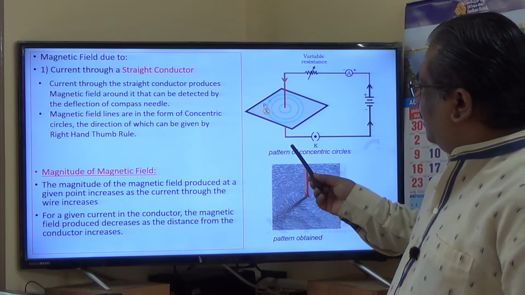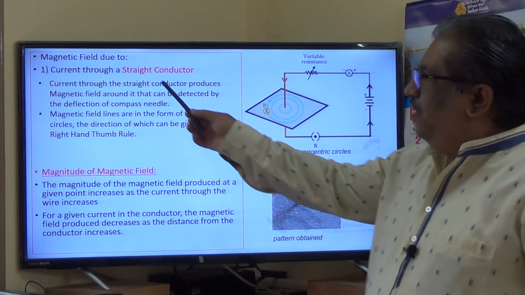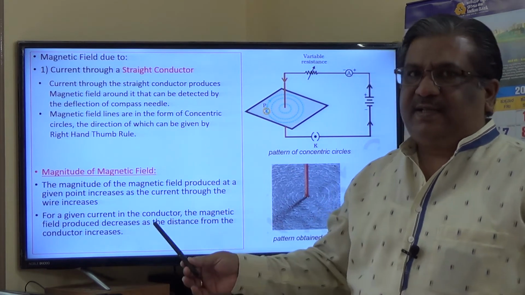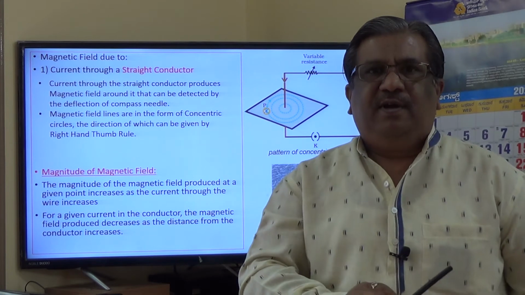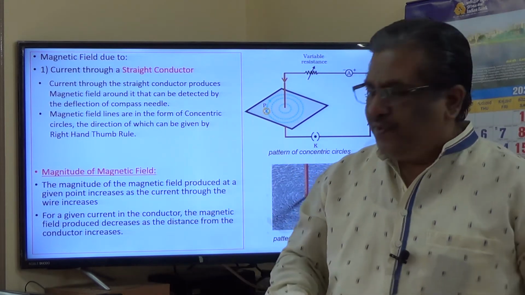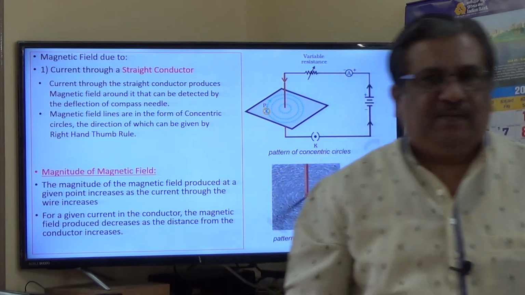Here there is a straight conductor and battery terminals are connected here. Whatever points I have mentioned in the PPT, let us discuss these points on the board, and then you will be directed to the PPT for making the notes. So let us have a look at the board. I will explain the things on the board now.